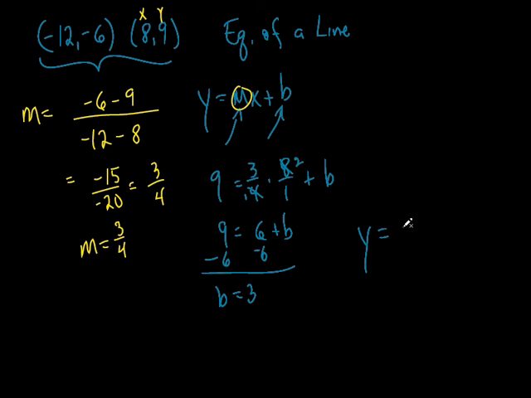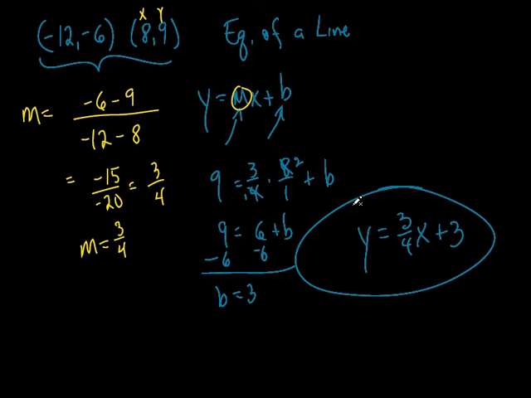Y equals 3/4 x plus 3. And that's it. That's my answer. It's not so bad, is it? So again, what did we do? We took the 2 points, found the slope, didn't we? All right? Plugged everything into this equation of a line.